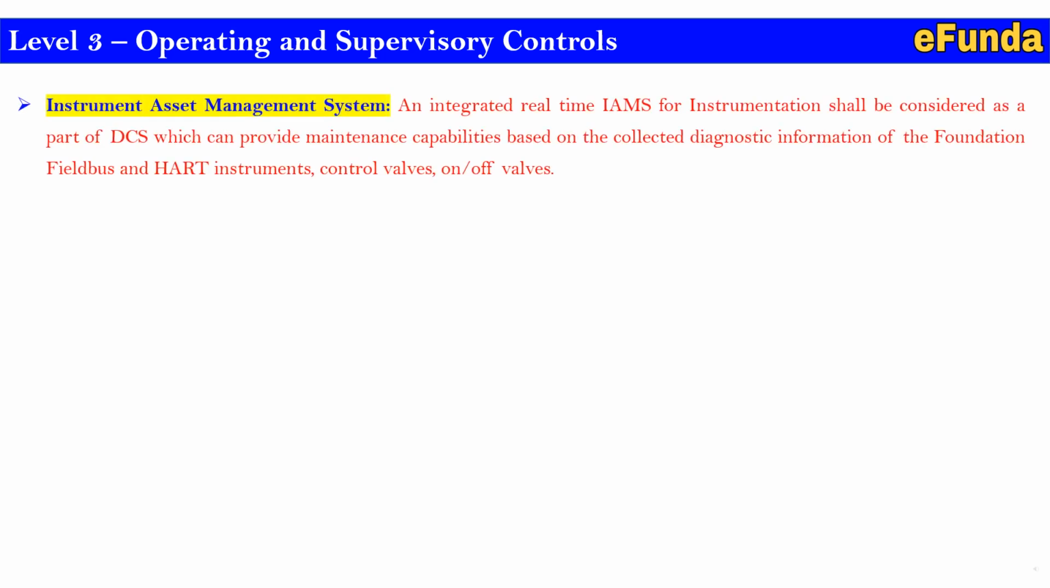After level 1 and 2, level 3, operating and supervisory control, which includes instrument asset management system and integrated real-time IAMS for instrumentation shall be considered as part of the DCS, which can provide maintenance capabilities based on the collected diagnostic information of the Foundation Fieldbus and HART instruments, control valve, on-off valve, etc.